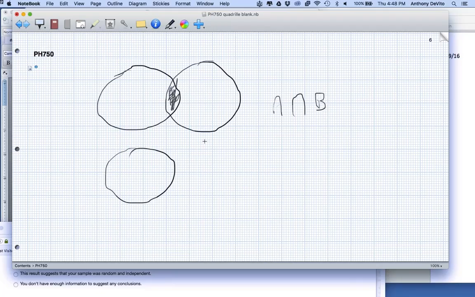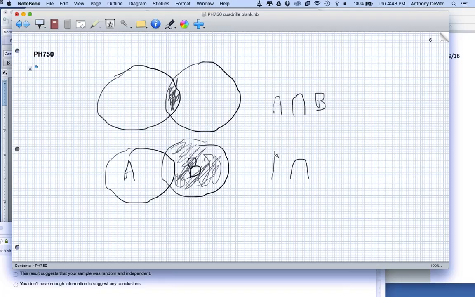Okay, now let's see. How about if I'm talking about this area in here? What am I talking about there? Well, it's B, but I'm not including the people that are both A and B over here. So what is that going to be? That's going to be the intersection of B and not A. In other words, it's going to be B, but not including the part of B that overlaps into A.